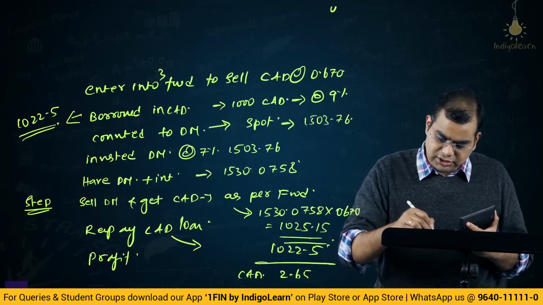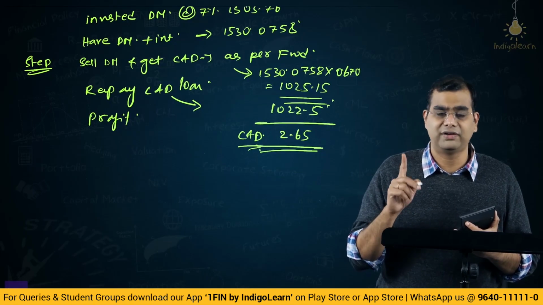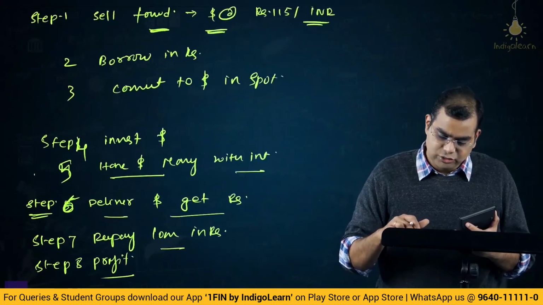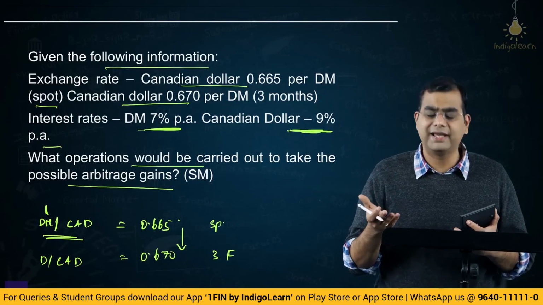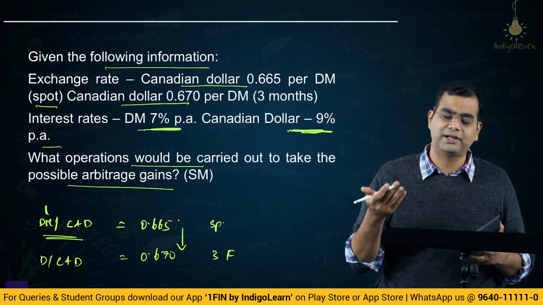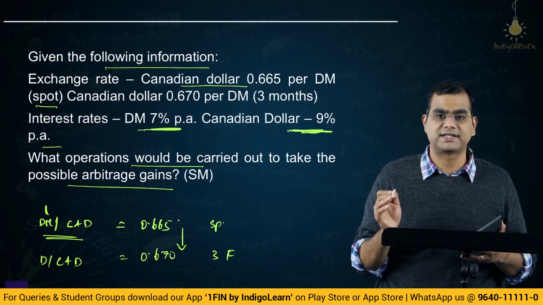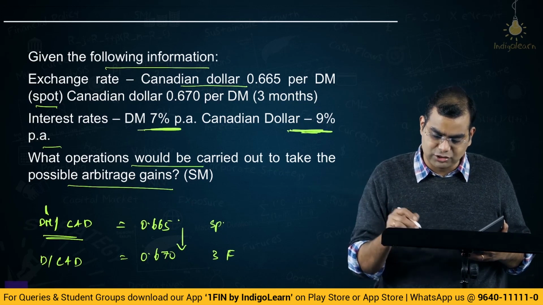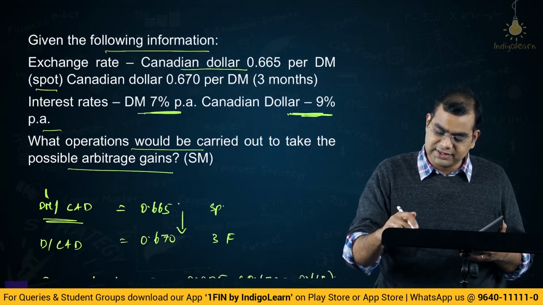Okay, so you will make 2.65 Canadian dollars at the end of 3 months. Now if you want to convert this into Deutschmark, they have not specified whether it is in Deutschmark or CAD, okay. If they say you have to convert into Deutschmark, you can enter into a transaction at initiation time itself, at 0.670. So basically, even the profit can be taken at the original forward rate instead of the rate that we arrived at.